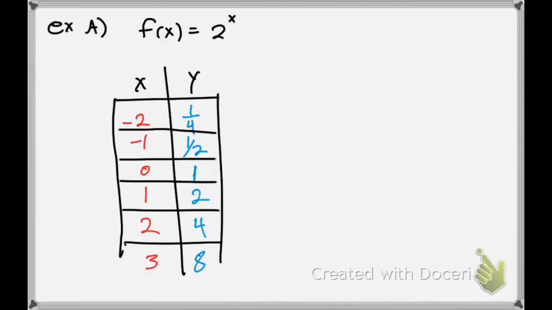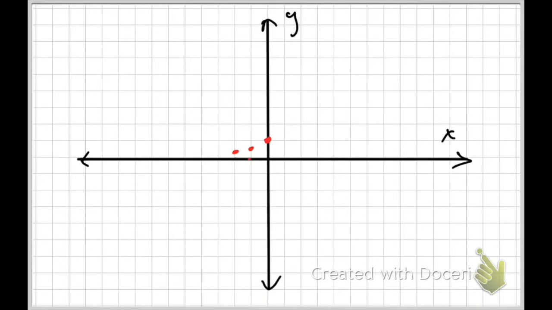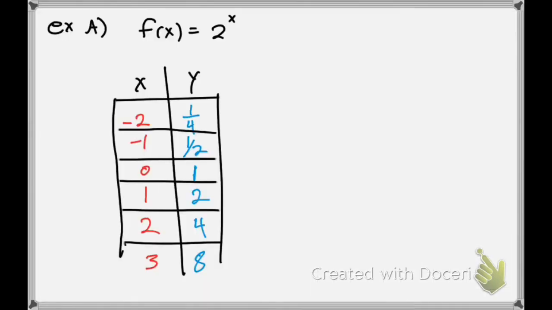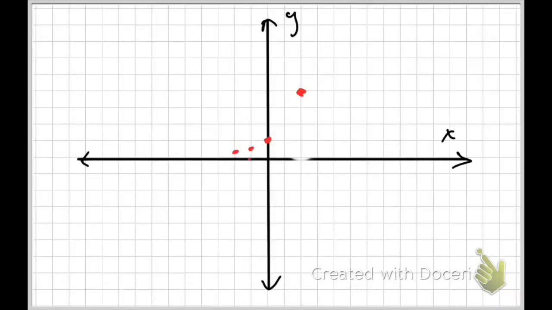And then we have 2, 4. 2, 1, 2, 3, 4. Come on, it's not working. There we go. Sorry. I missed 1, 2. I have 1, 2 right here. Missed that point. And we also have 3, 8. 1, 2, 3, 4, 5, 6, 7, 8. So those are the coordinate points that I plot.